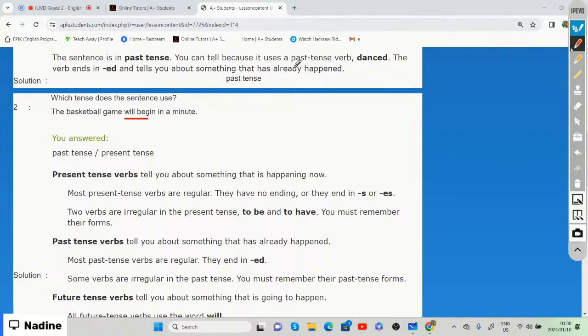All right, so if we look especially at the word will, then this is the future tense. Because remember, we said that the future tense tells us about something that is going to happen. And future tense verbs use the word will before the verb. So this is in the future tense. Will begin.